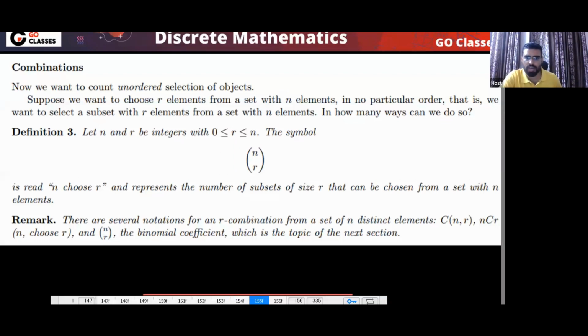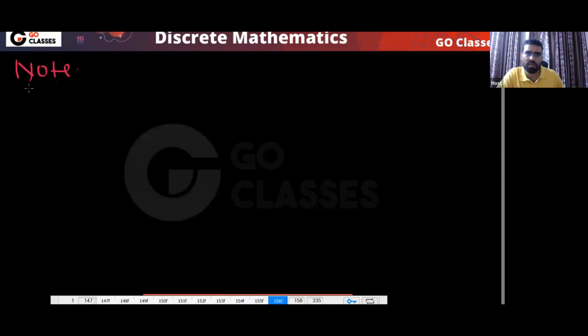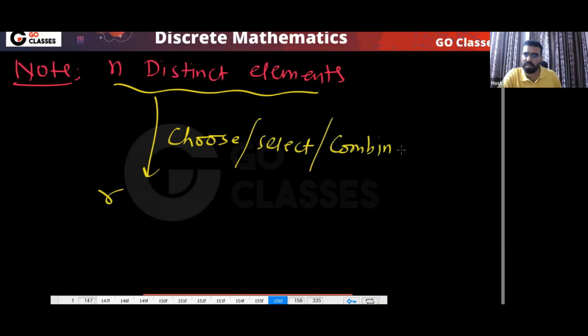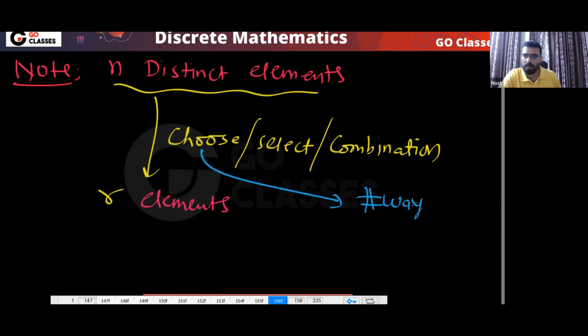If you have a total of n distinct elements, and from them you only want to choose R elements, or I can say if you want to select, or if you want combination, all these things are the same. Then how many ways are there? The number of ways will be NCR.